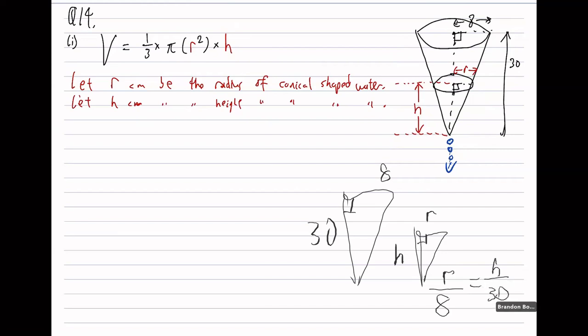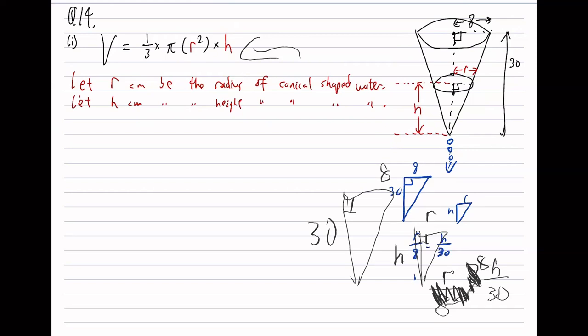Very good. In terms of h, so good. So r equals 8 over 30 h, which is 4 over 15 h. Okay, so sub that into here. Done. You drew it nicely. R over 8 equals h over 30. R equals 8 over 30 h, 4 over 15 h. Okay, sub in, what do we get?